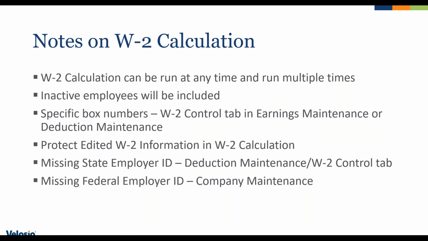And then after the last check of the year has been run, you can rerun that W-2 calculation process again. If you happen to have any inactive employees that have had earnings and deductions for that year, they can be calculated and printed as well. If you happen to have an earnings type or a deduction amount that needs to be printed in a specific box number on the W-2s, you would want to use the W-2 control tab on the earnings type maintenance screen or the deduction maintenance screen to indicate the box number and or letter that it will print in.